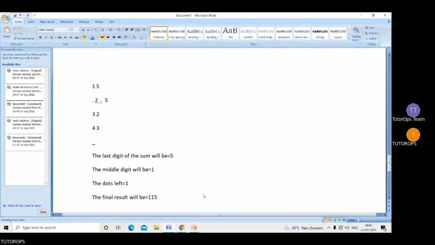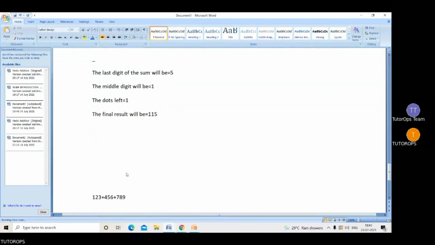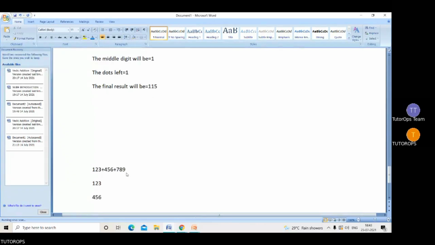Okay. So let me take a 3 by 3 example of this. Say 123 plus 456 plus 789. I am taking this as arbitrary 7, 8, 9. So what can we do? We first imagine the numbers with a break. So I am taking the break.